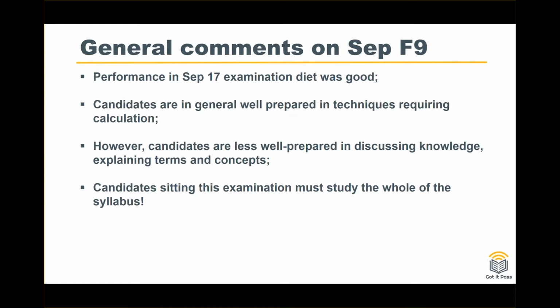So for candidates taking this examination, the examiner always stresses you must study the whole of the syllabus. But from my approach, I have some different suggestions for you. If I just say you have to study the whole syllabus to pass it, I think it's not talking about examination technique.